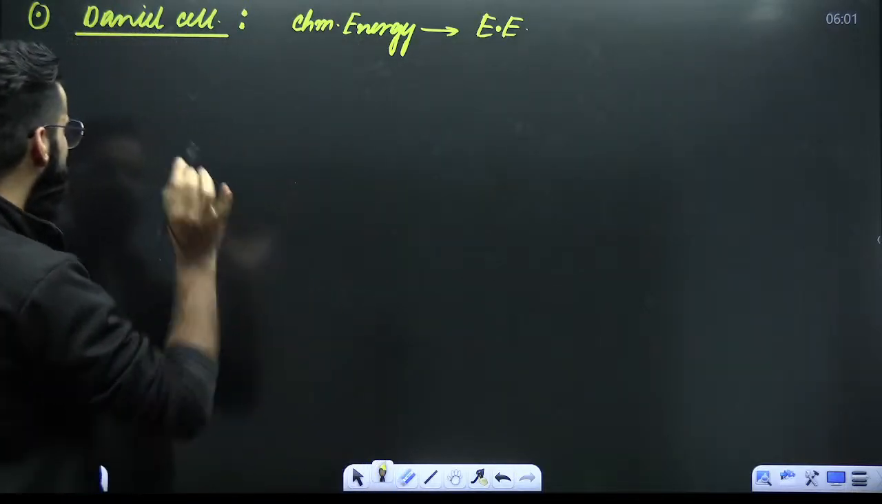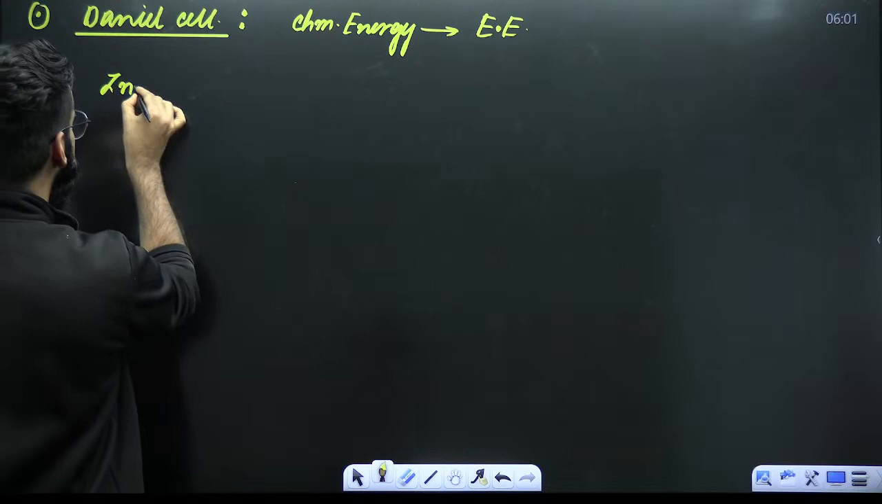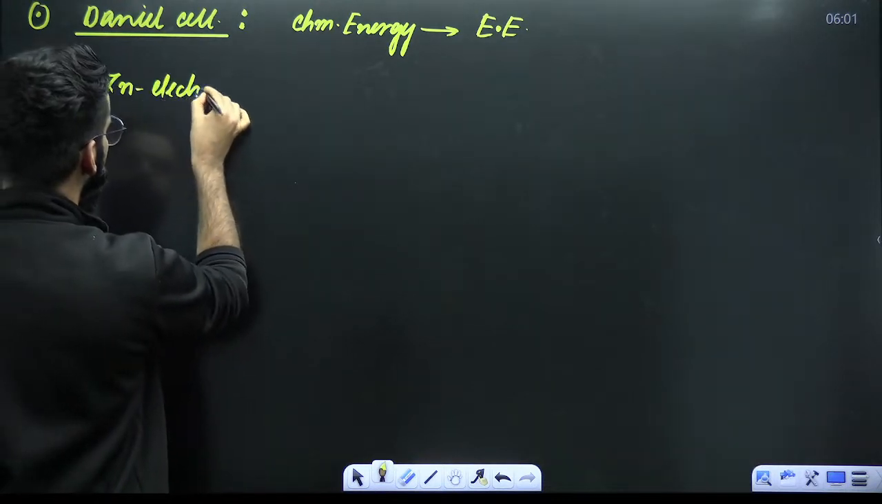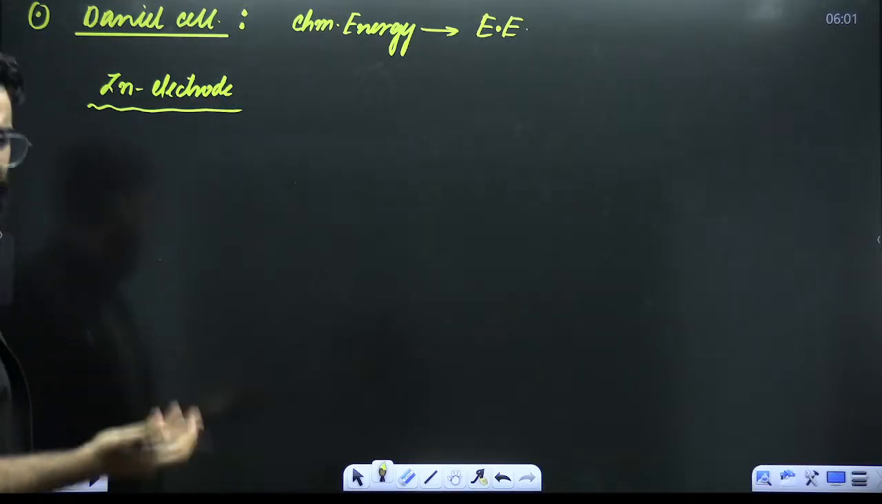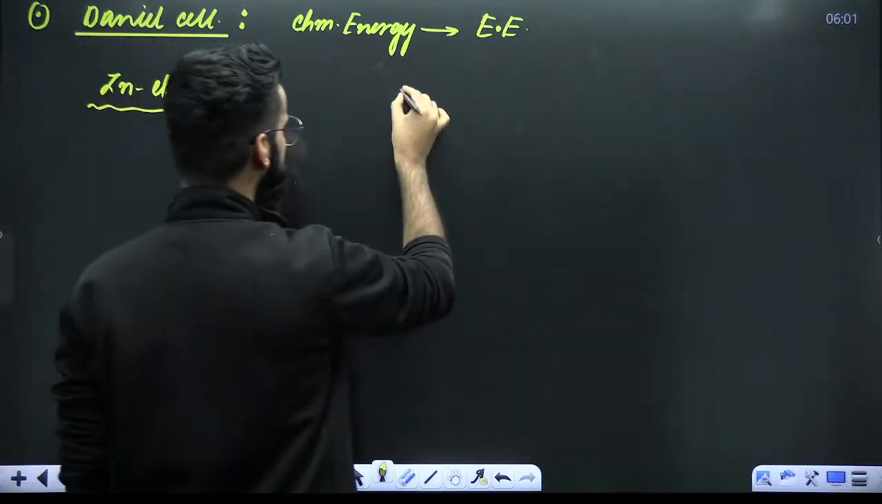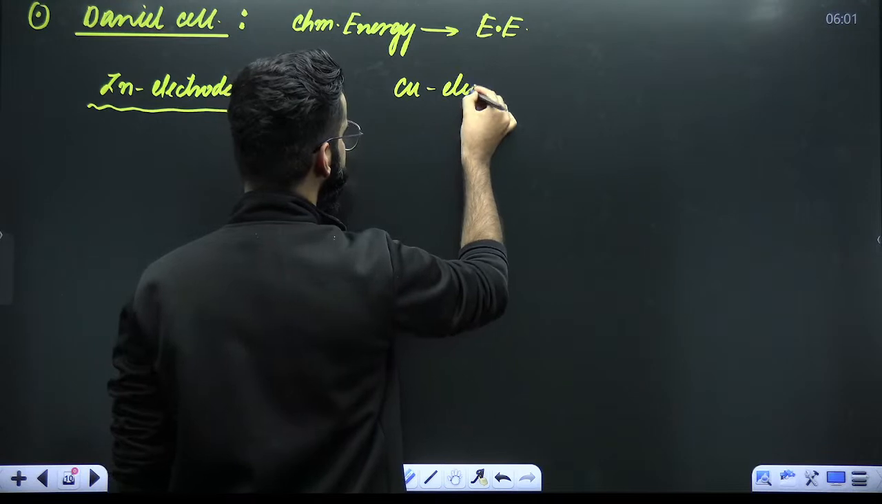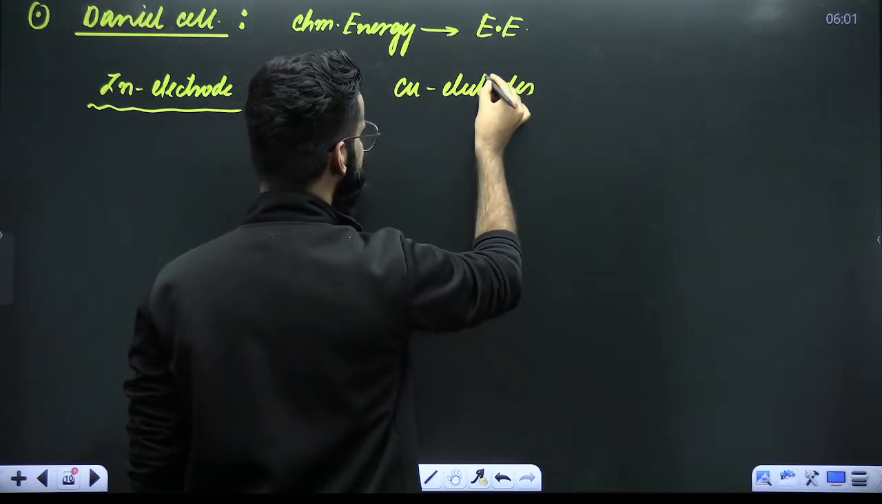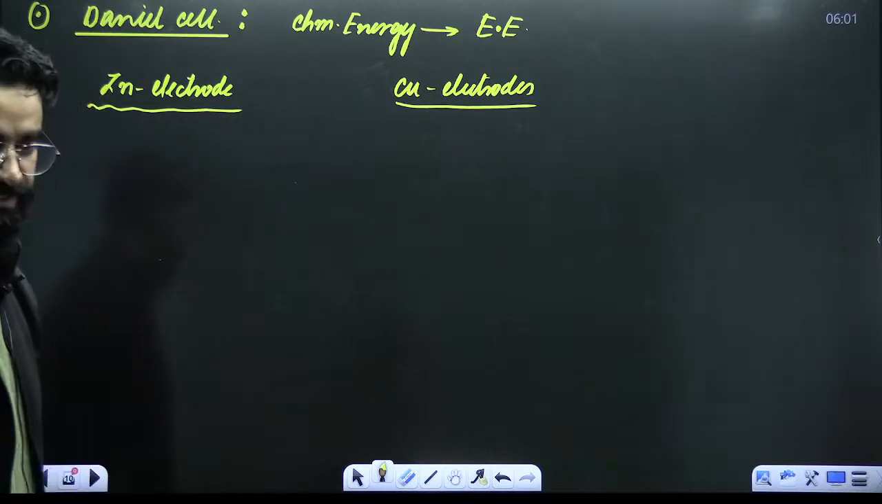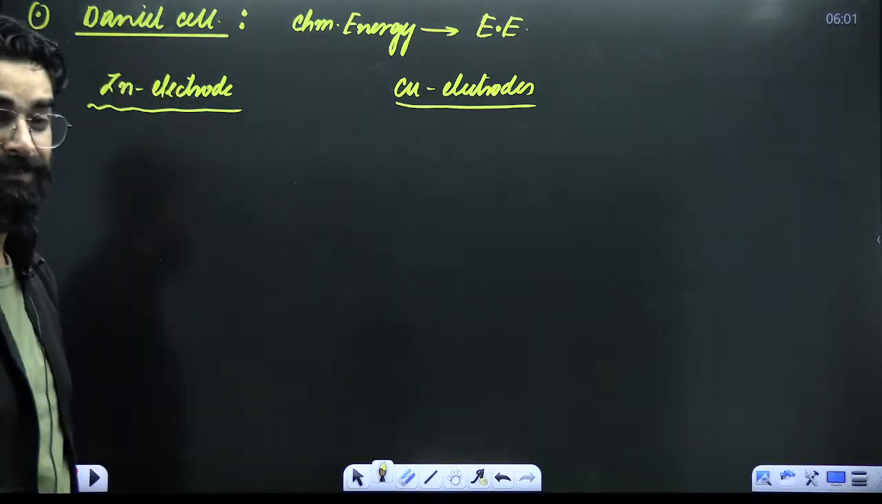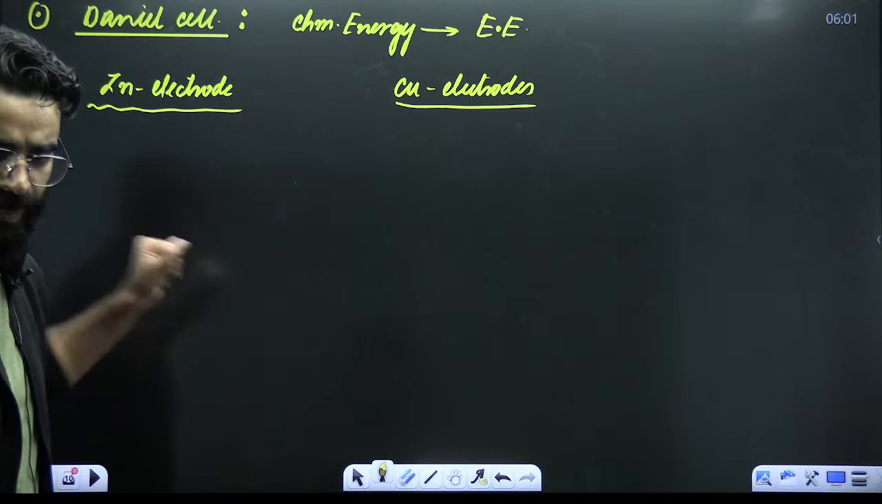For example, people, let's say I have to make a zinc electrode. How do I make a zinc electrode? How do I make it? Similarly, if I ask you, how do we make the copper electrode? How are copper electrodes exactly made? Let's get to know about this: how electrodes are made, first of all. Then only can you understand the concept of the Daniell cell. So try to understand what exactly I'm going to say.